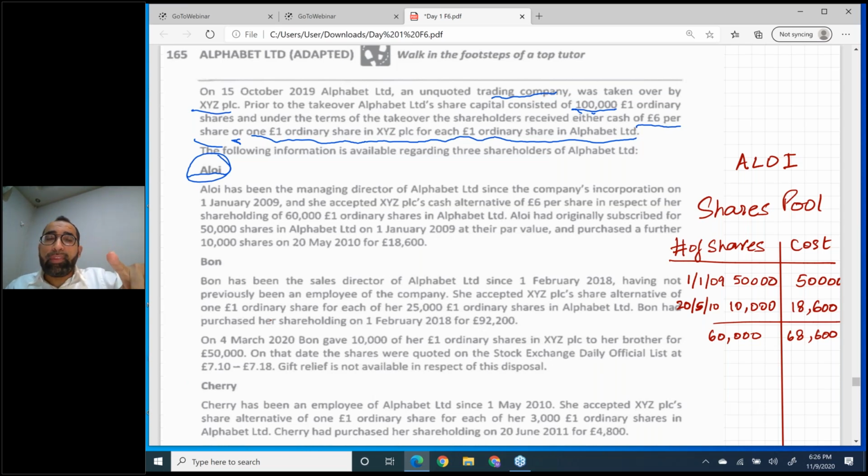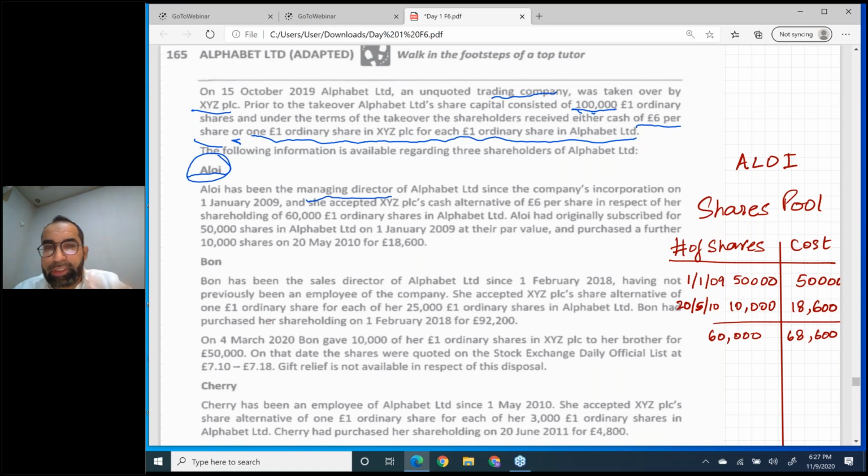Don't forget that the total number of shares issued to date of Alphabetic Limited is 100,000, because we have to calculate holding percentage. Why do we need to calculate holding percentage? You remember in entrepreneur relief, 5% holding is a must. If you want to claim entrepreneur relief on shares disposal, you must have 5% holding. Now, Alloy has been managing director.